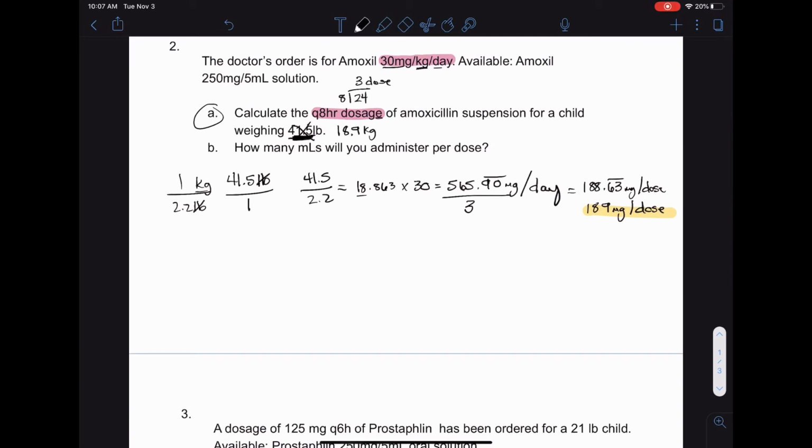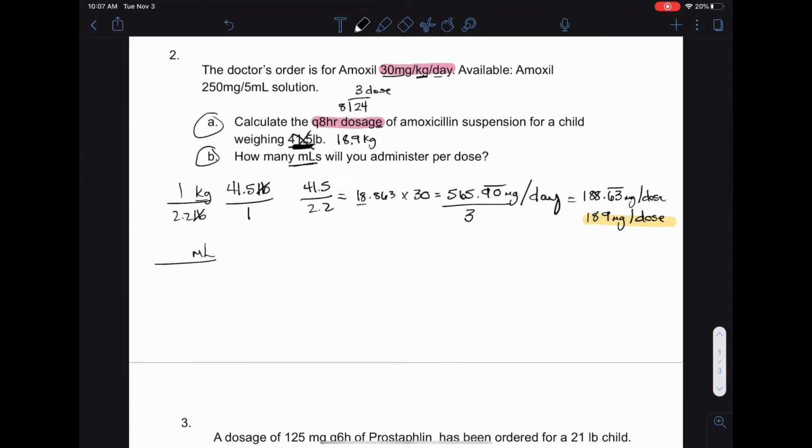So now for B, how many mils will you administer per dose? This is just like the other problems that we have been solving. We were working towards mils, so put that on top. This is what I have available here, and we can pull that in, 5 mils. There's 250 milligrams. I need to get rid of the milligrams, so now I can pull in my order. And that's what it's wanting, the per dose. So that matches up, that's the right one. So 189 milligrams. That cancels, so we're good.